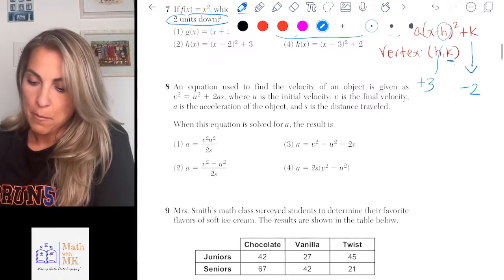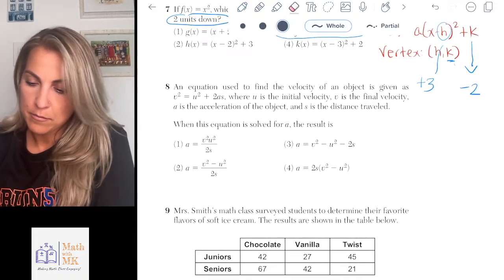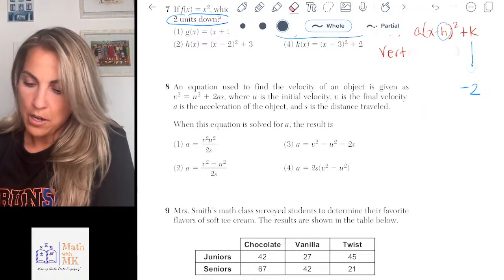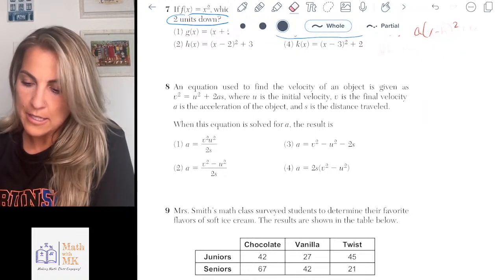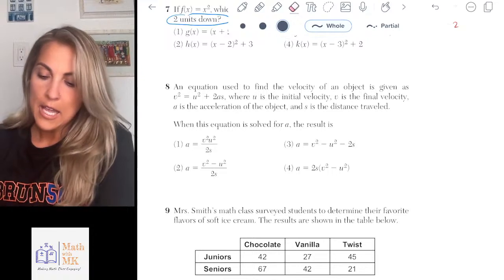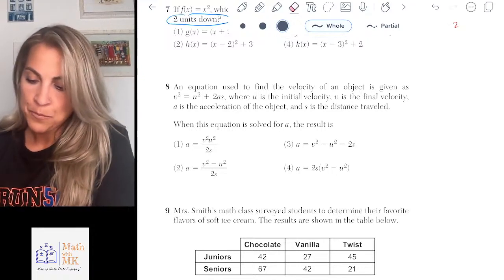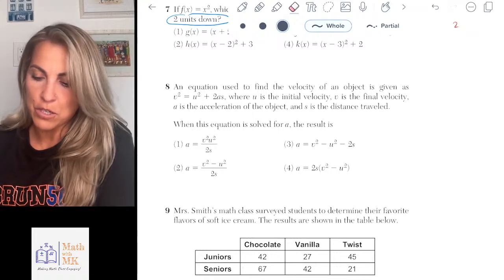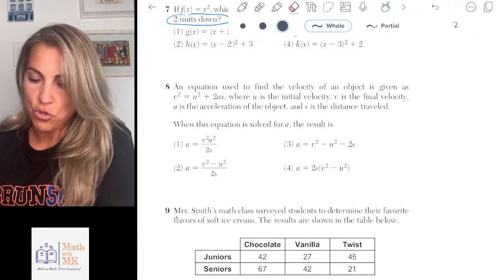All right, number 8. Let me get this work out of here. Number 8 says an equation used to find the velocity of an object is given as v squared equals u squared plus 2as, where u is the initial velocity, v is the final velocity, a is the acceleration of the object, and s is the distance traveled.